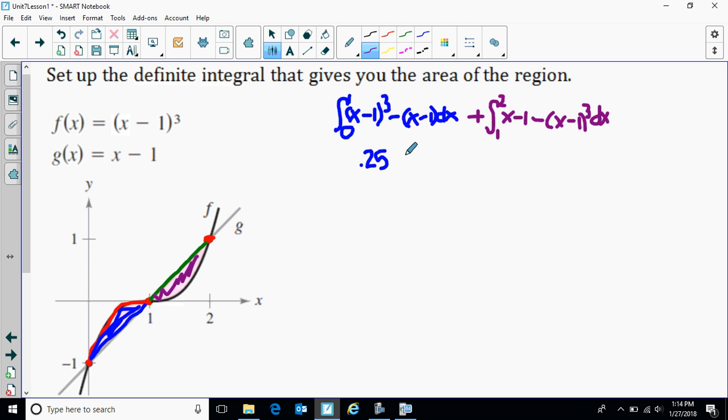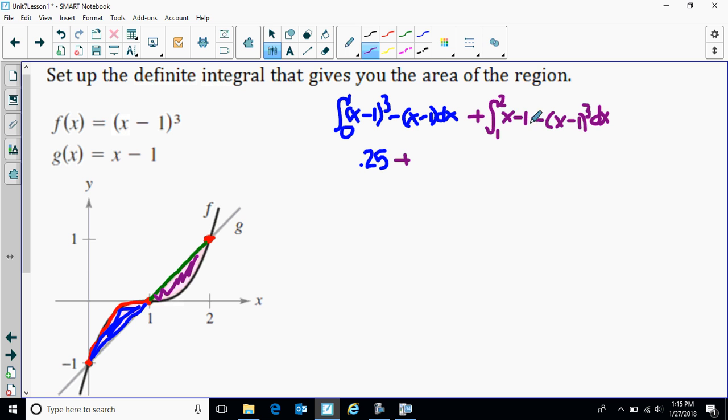And then I'm going to add to it what I get for this purple integral. Notice how, even though this blue area was below our x-axis, we still have a positive area because it's the area between our curves. It does not matter whether the curves are above or below the x-axis, it will always be positive because the area between two curves is always positive.